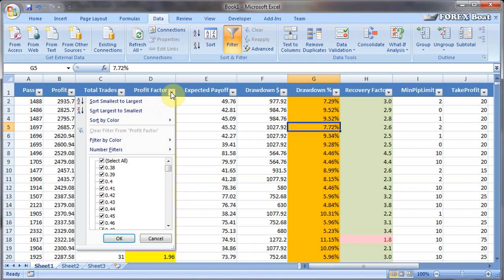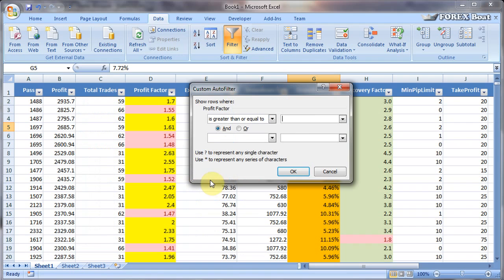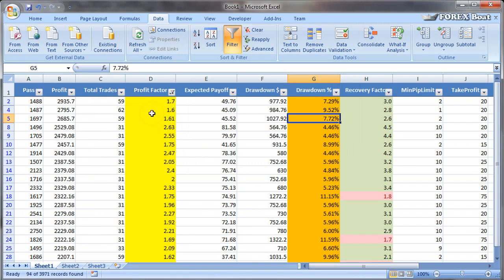If you click on this button over here for the filter, and you go to number filters, and up here you want to leave only the good ones. So we want greater than or equal to, and here we want to type in 1.6. Click OK. So as you can see, all the red ones have been taken out.